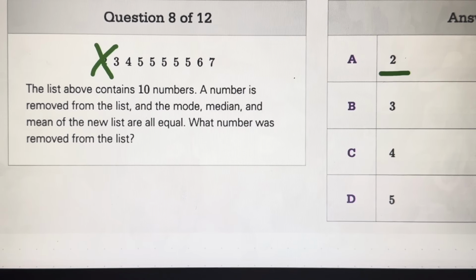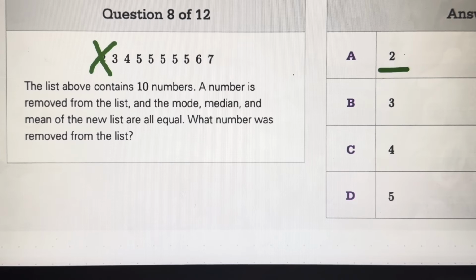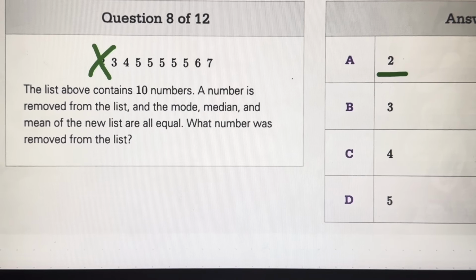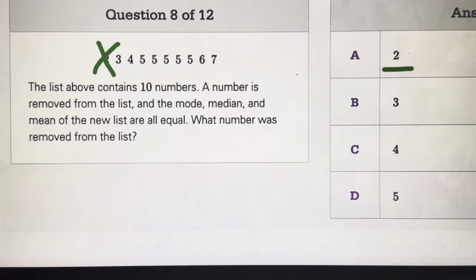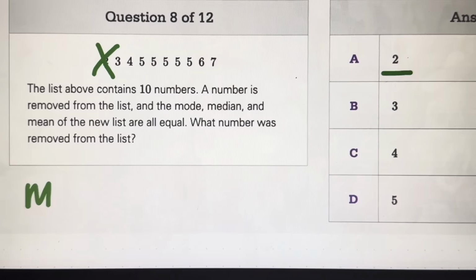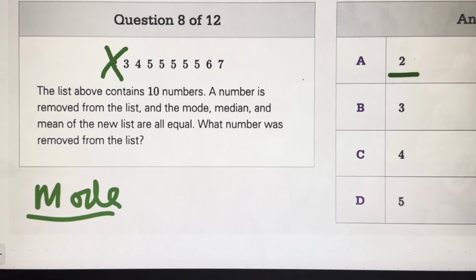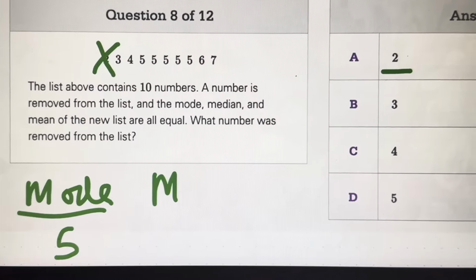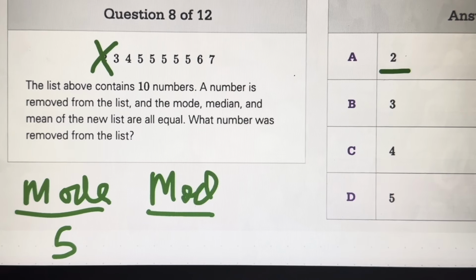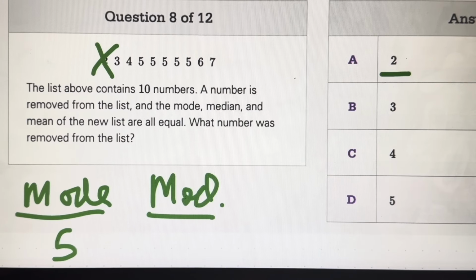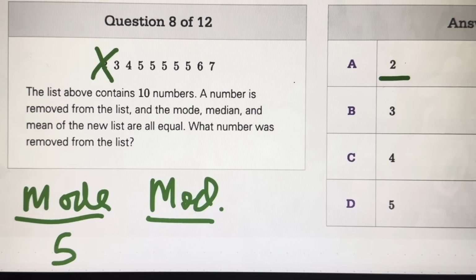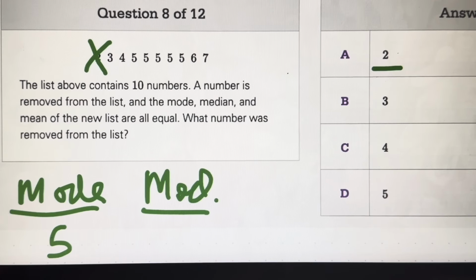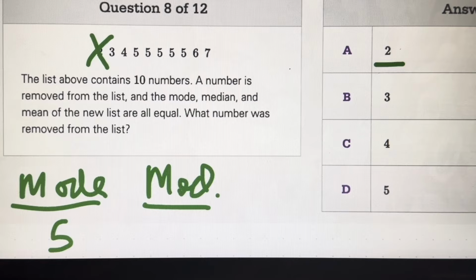Let's start with the mode, because that's really easy. Remember, mode is the most frequently occurring number. What's the mode in this list? 5, absolutely. I'm going to make a note of that on the bottom. So the mode right now is 5. What's the median? That's the middle number, and they're already arranged from smallest to greatest, so we're good. It's the one in the middle. What's the value in the middle?